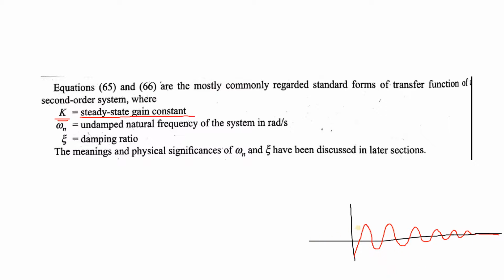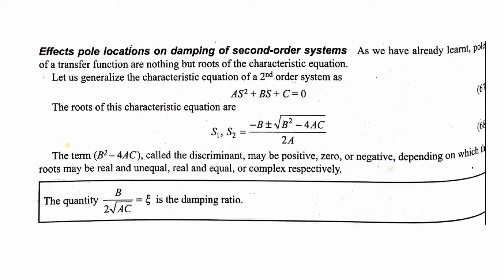Undamped means it is not damping, it is continuously flowing at the same frequency and same amplitude, just like a sinusoidal signal, a constant voltage, AC voltage. It is undamped. Okay, so omega n is the undamped natural frequency and eta is the damping ratio. We will be discussing it later. So first of all, damping ratio, what is that? Let me elaborate those things.